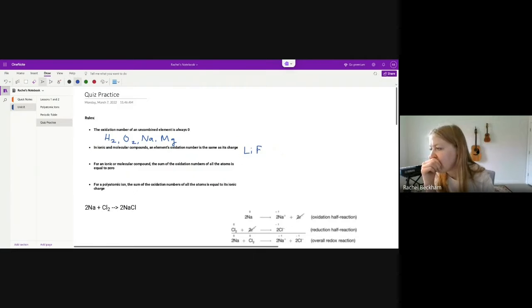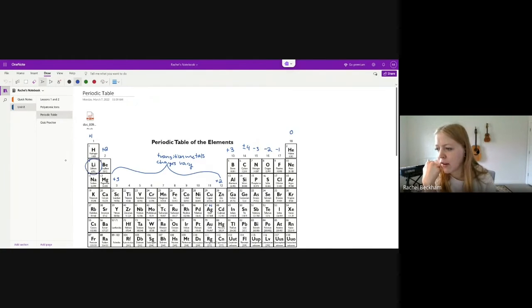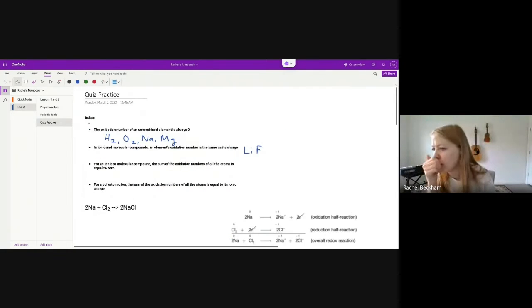LiF. Okay, this is an ionic compound. And so the way that we find their oxidation numbers is we go find their charge on the periodic table. So Li is right here and F is right here. So I see +1 and -1 as the charges for them. And so their oxidation numbers would be +1 and -1. But if Li was by itself, like Li plus F, then they would both be 0 because they're uncombined. So only when they're combined together do you find the charges on the periodic table.